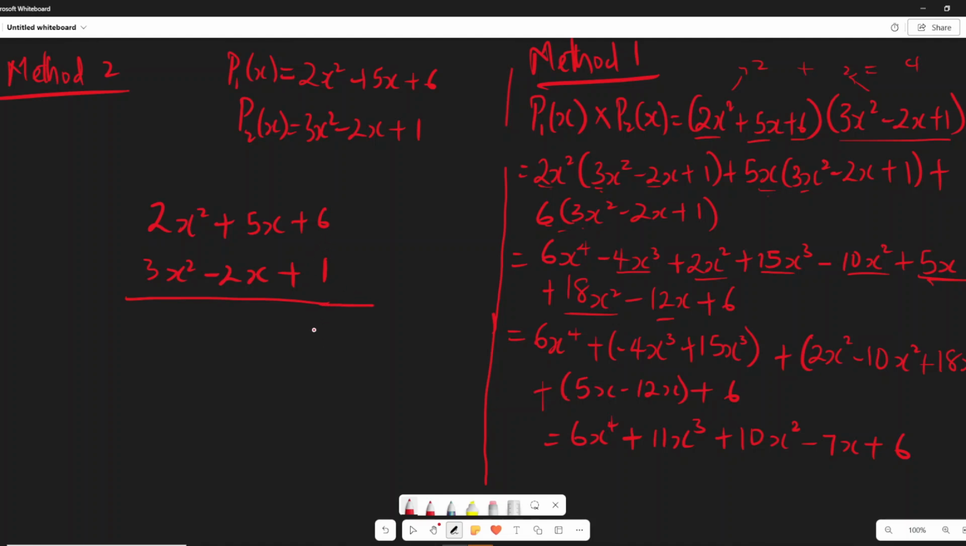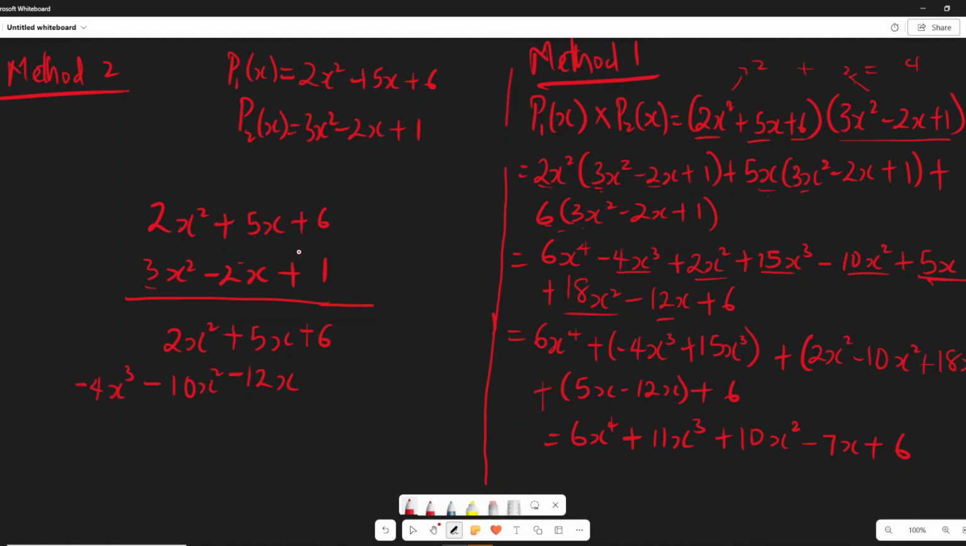First of all, I'm going to have 1 times 6, which is plus 6. 1 times plus 5x, which is plus 5x. And then 1 times 2x squared, which is 2x squared. Now we use minus 2x to multiply 6 will be minus 12x. Minus 2x will multiply 5x, and that would be minus 10x squared. Minus 2x will multiply 2x squared to give minus 4x cubed.